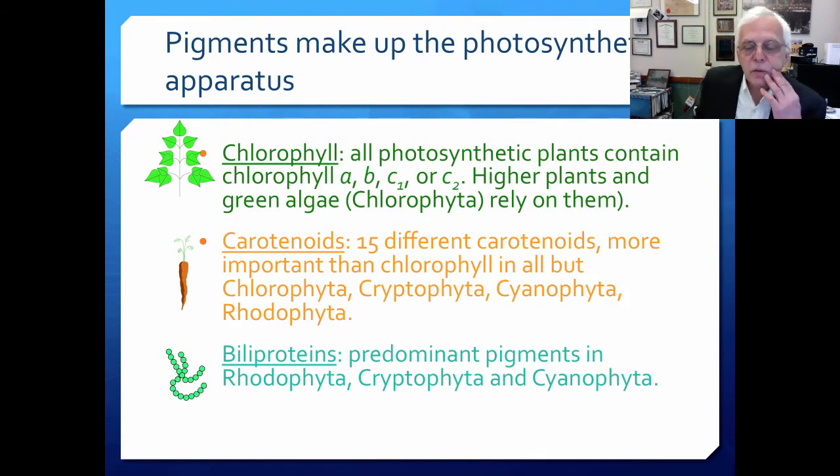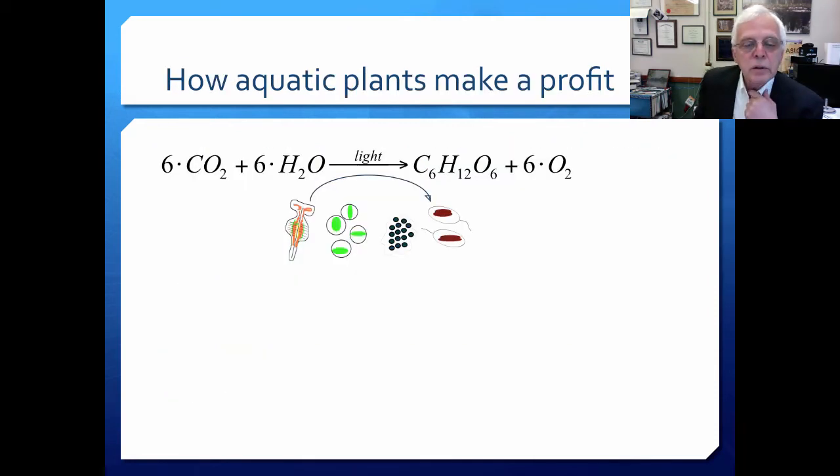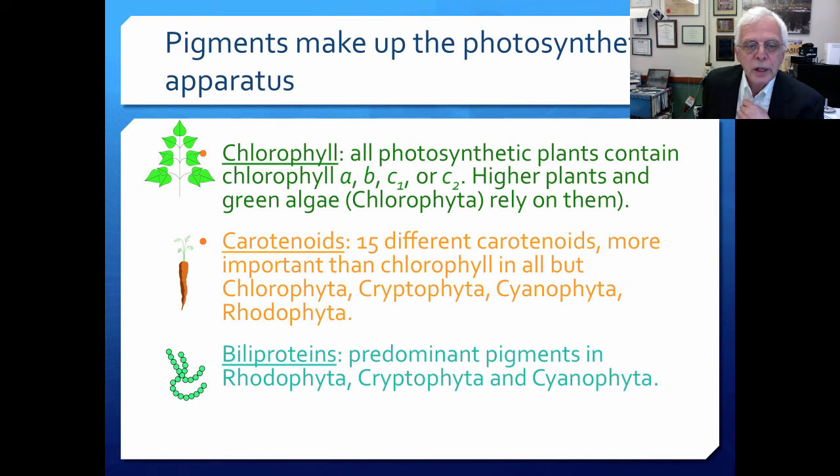So there are various pigments that make up that photosynthetic apparatus that you see here in the center of this image. You can see those pigments are different colors, and in fact, different kinds of plants have different sorts of photoreceptors or photosynthetic pigments. Now, probably the one that you're most familiar with would be chlorophyll.